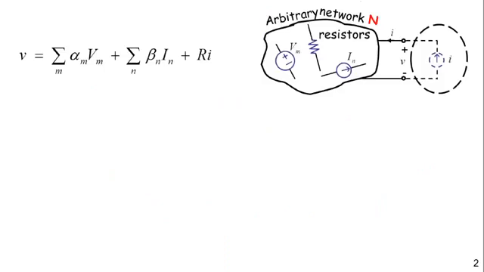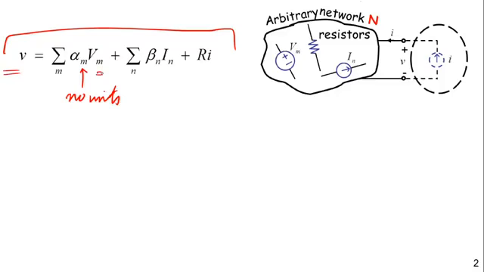So moving on, let's take a look at the equation that we just developed and understand it a little bit more. V is some component related to the VMs, some component related to the INs, and some component related to the external excitation I. The alpha M term has no units, because I have a voltage on the left-hand side, and it's multiplying a voltage. Similarly, beta N and IN must result in a voltage, and so beta N must have resistance units. And similarly, R, which multiplies I, must have resistance units as well.